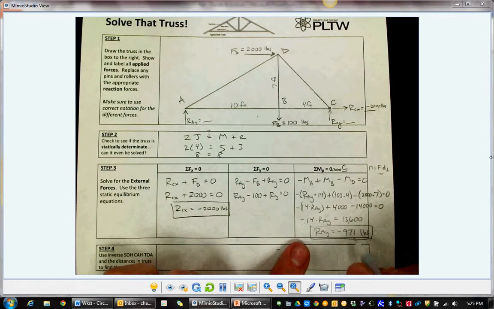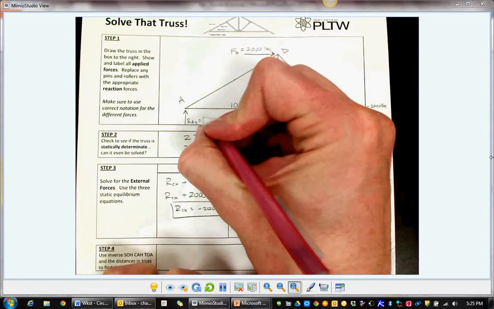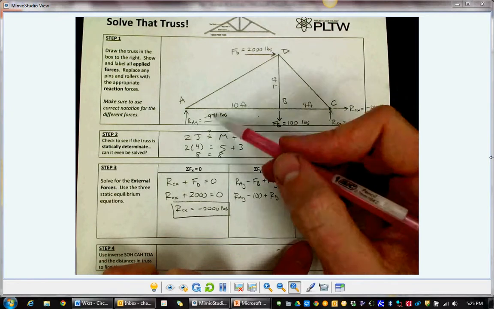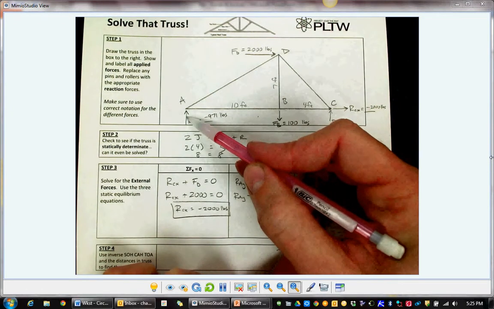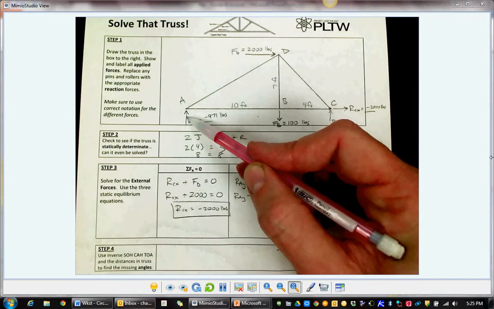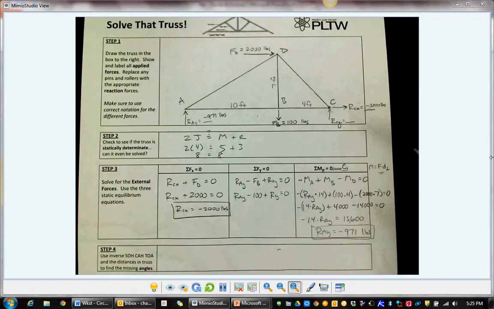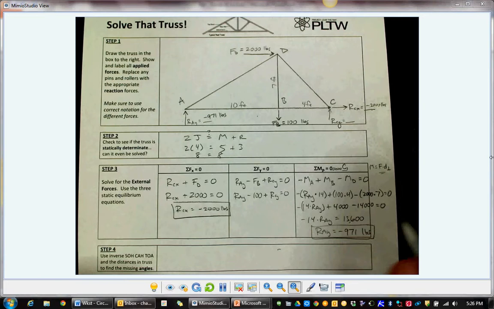So I'm going to go back and put that on my diagram here. RAY is negative 971 pounds. The negative tells me I drew it in the wrong direction. No big deal. I'll flip it around when I redraw my diagram. I'm going to do the same thing here. I'll flip that arrow around later once I redraw my free body diagram.